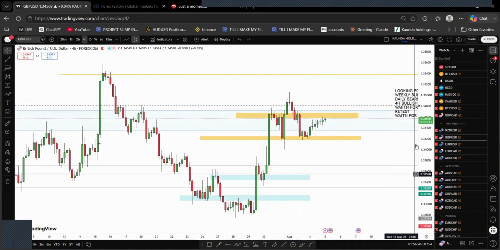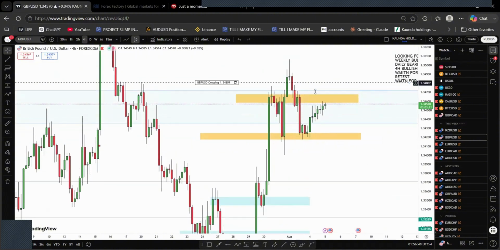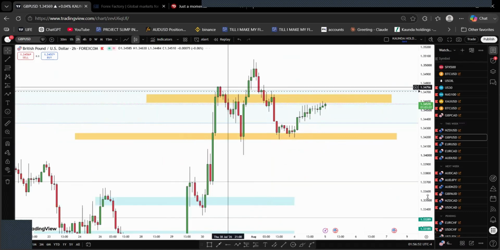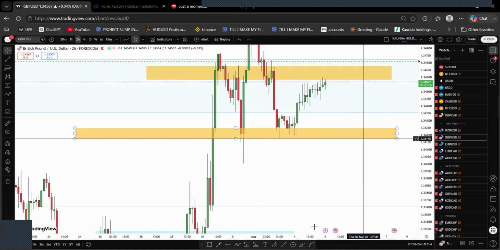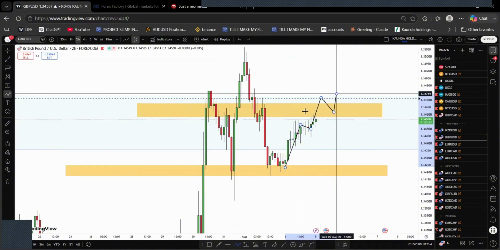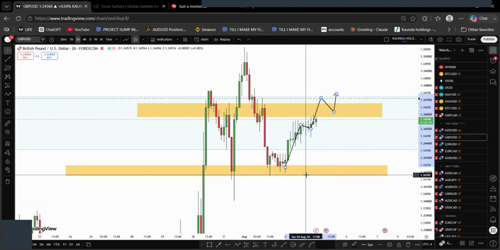GBP USD, need price to break above this level. And like I told you, price is making the pivots I've been looking for. Like example right here we have one. So the moment price breaks above this level with the 4 hour candle, just wait for the 2 hour correction and the entry and we can get that buy.